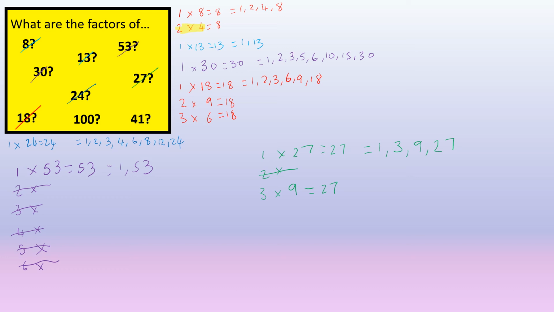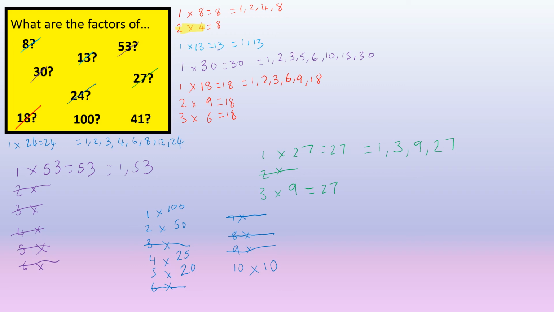Okay, 2 more to do. We've got 100. So let's start off with 100. Okay, I can do 1 times 100. I could do 2 times 50. Can't times anything by 3. I could do 4 times 25 and 5 times 20. Can't do 6. I can't do 7. Can I do 8? I can't do 8. Can I do 9? No. I can do 10. I can do 10 times 10.